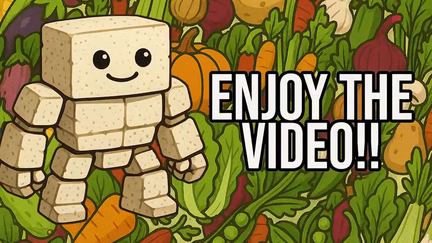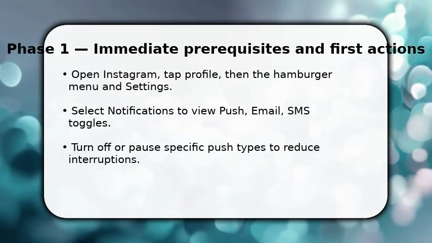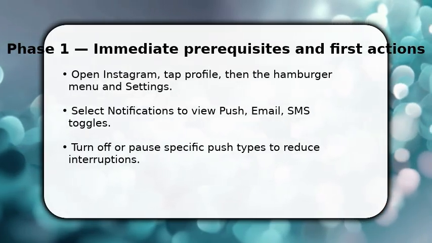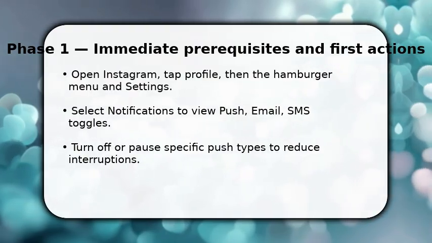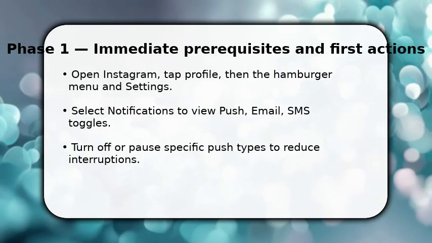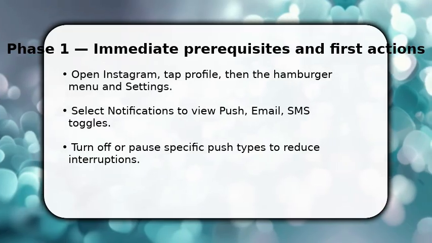Please enjoy the video. You'll begin inside Instagram because granular control lives there. Open your profile, tap the menu, then Settings, Notifications. Once there, scan categories like Posts, Stories, Messages, and Live. Turn off push types you don't want or use pause all for a short break.